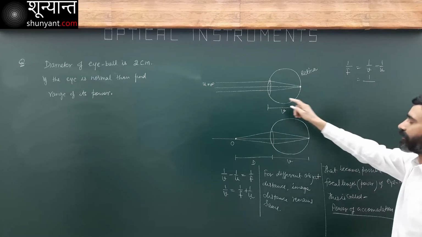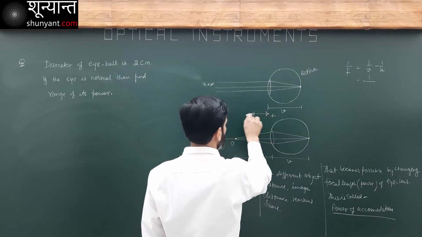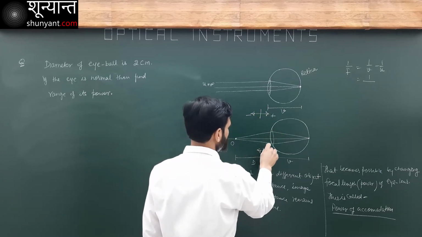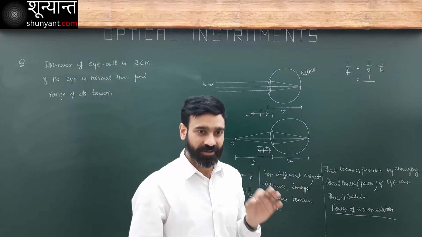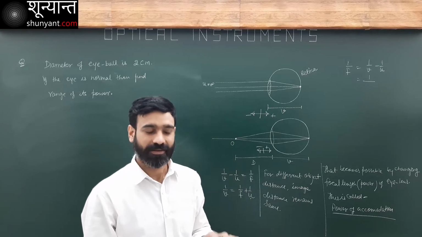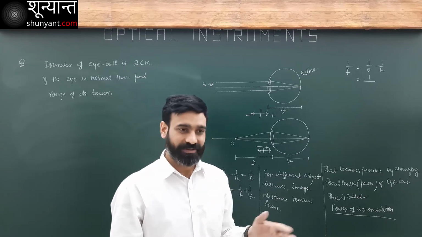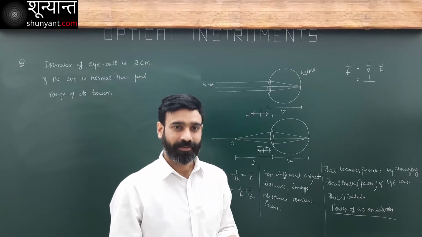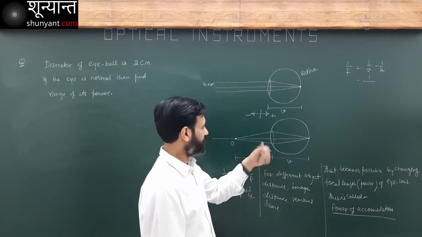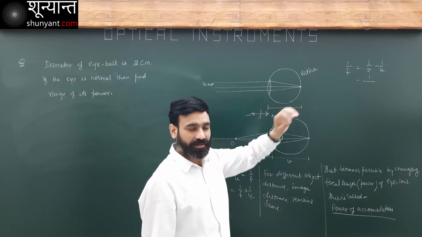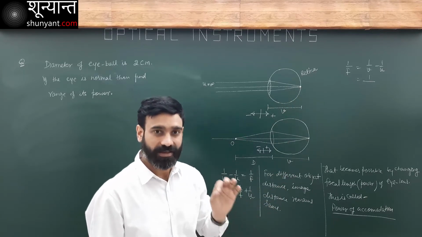If we apply the sign convention here, this will be my sign convention. We are going to use the same sign convention throughout optics. Whatever sign convention we discussed in geometrical optics, exactly the same we are going to use everywhere. We do not change our convention; we stick with one. Now this is the retina. This image is always created on the retina. Only then can I see it.